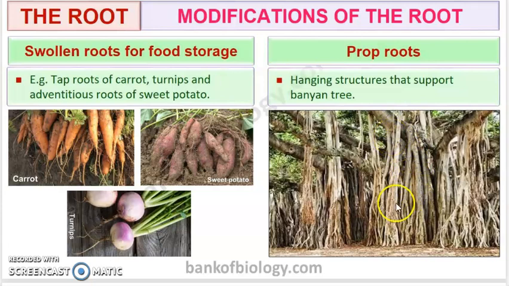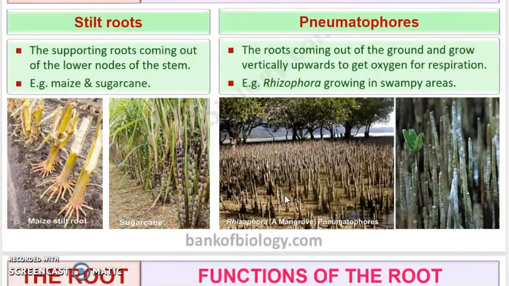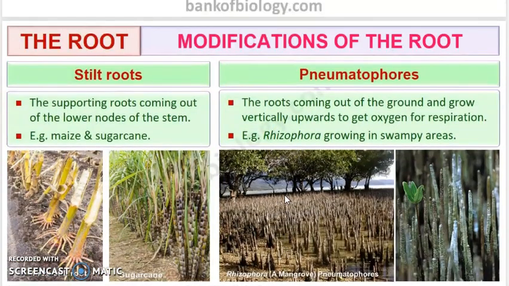Okay, example, we see this in banyan tree, right? So now let us see the next root which is modified to provide support. So the next one is the stilt roots. You can see it here. So this is the stilt roots. So we will see how the stilt roots are formed and how they support it. So the stilt roots, it arises from the lower nodes of the stem. Okay, so these are supporting roots which arise from the lower nodes of the stem.